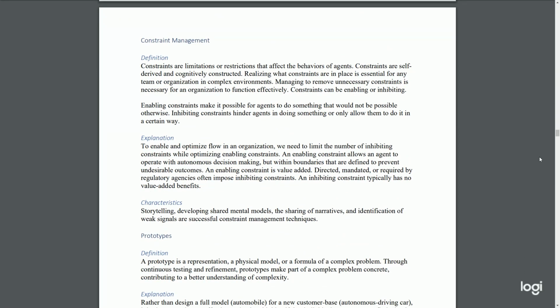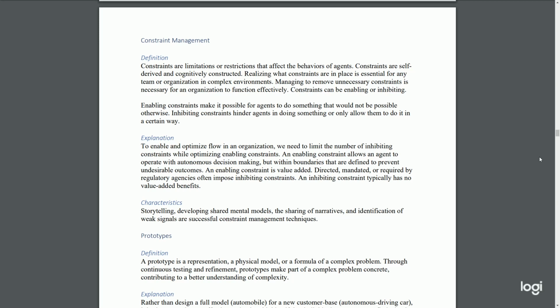Constraint management. Definition. Constraints are limitations or restrictions that affect the behavior of agents. Constraints are self-derived and cognitively constructed. Realizing that constraints are in place is essential for any team or organization in complex environments. Managing to remove unnecessary constraints is necessary for an organization to function effectively.